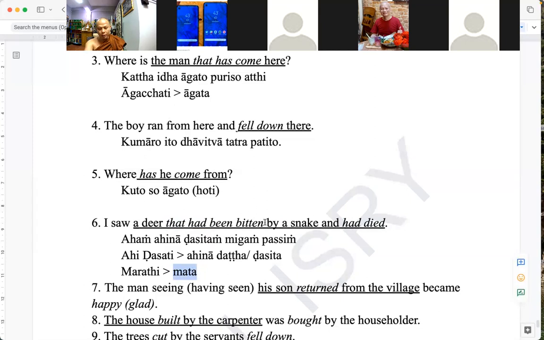So now two modifiers: one is bitten, another one is died. So daṭṭha and mata. Okay, which past participle should be put first? It is based on the action. Which action happened first? After being bitten by a snake, the deer passed away or died. So the action of being bitten is first, and passing away is later. That is fine. So the earlier action comes first, the later action later. So now: ahinā daṭṭhaṃ mataṃ migaṃ, passing in this way.